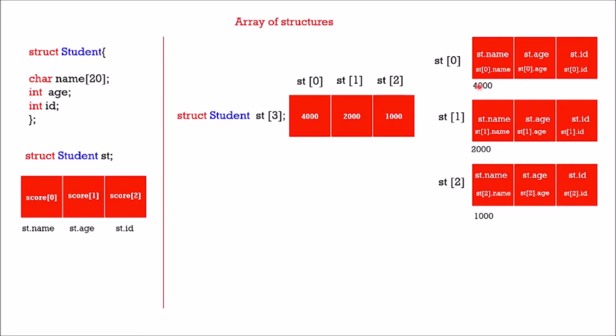How do we operate upon this array of structures? Remember that for a simple structure we used the dot access operator. For an array, we will use the index operator.